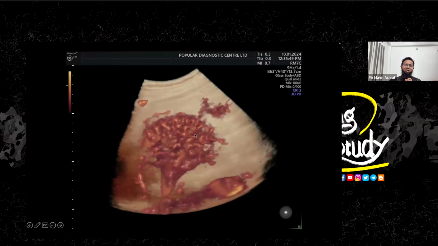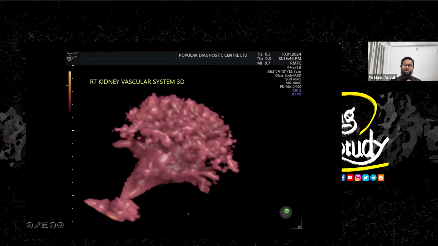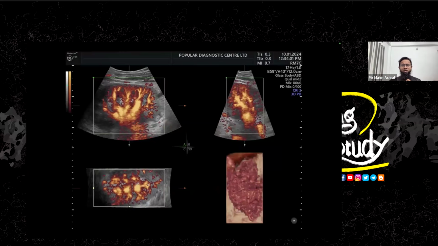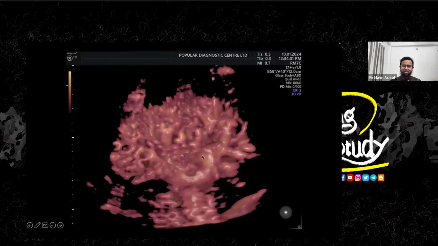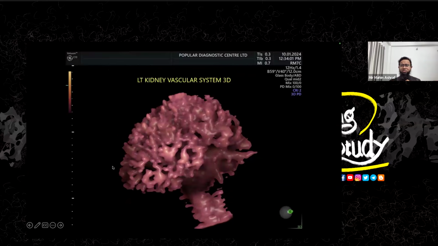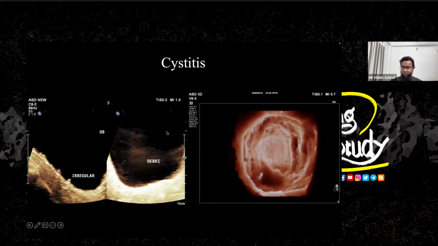So here's the raw data. I have deleted the background, deleted the rest of the vessels I don't want to show, and the picture came like this. Similar thing happened for another kidney. So the raw data came like this. I rotated the image, I deleted the background, and the picture came like this. Then further edit and change of light source gave this type of view.